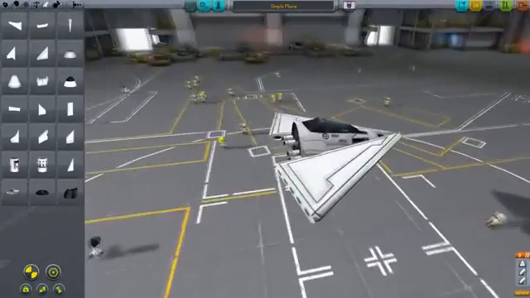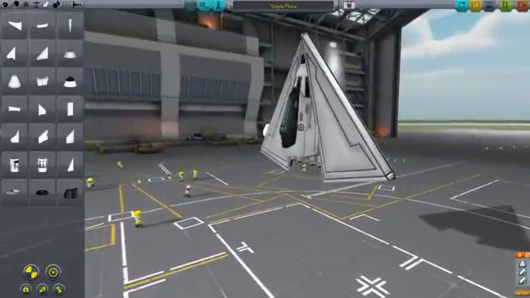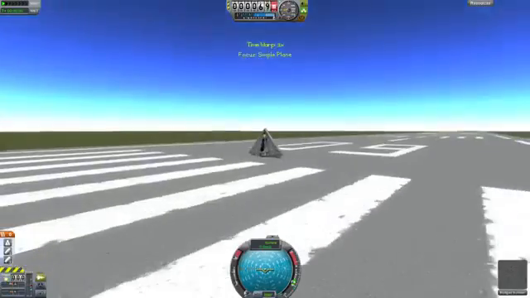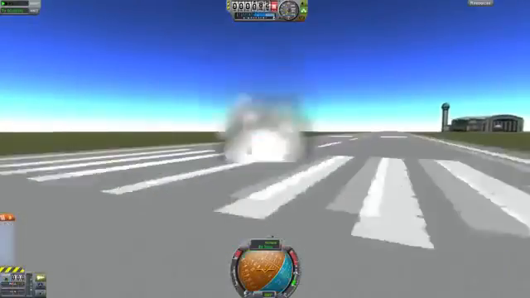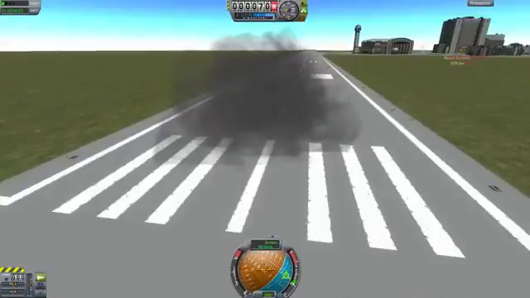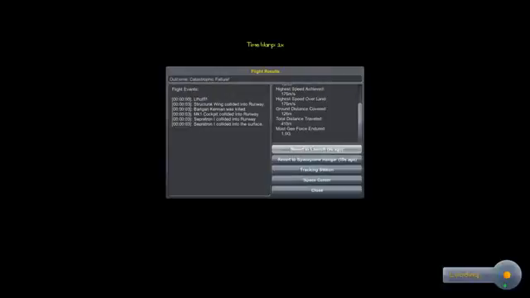That looks pretty good. Now, since I don't really have landing gear or anything, I'm just going to make this thing launch vertically, and then we'll watch what happens. Okay, and we just hit space and we take off. And immediately we take off into the ground. Why did that happen? Let's revert to launch and try that again.